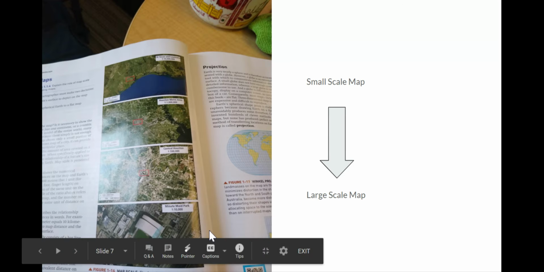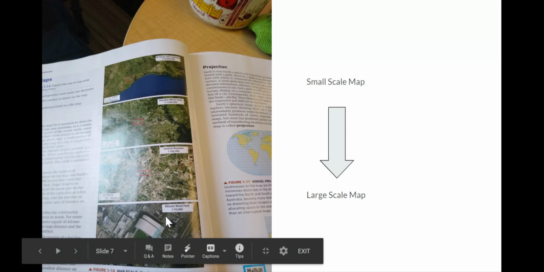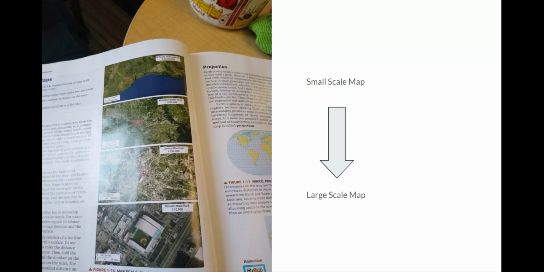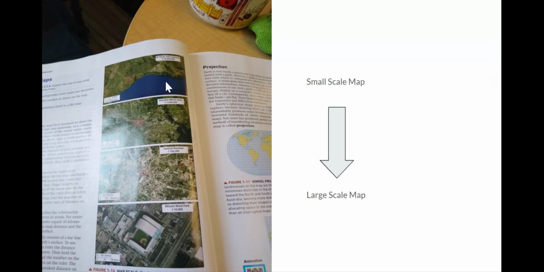So one more time, just to repeat the most important part of this, large scale maps depict smaller versions of the Earth's surface, so more zoomed in versions of the Earth's surface. So here, Minute Maid Park, where the Houston Astros play, and where they steal signs and cheat, versus the zoomed out Southeast Texas and Louisiana, which is a smaller scale depiction.